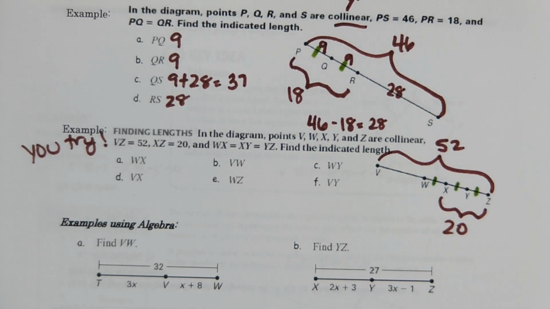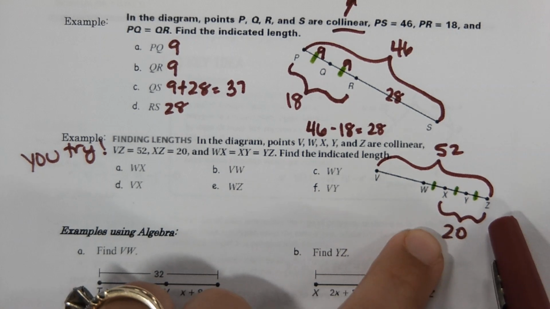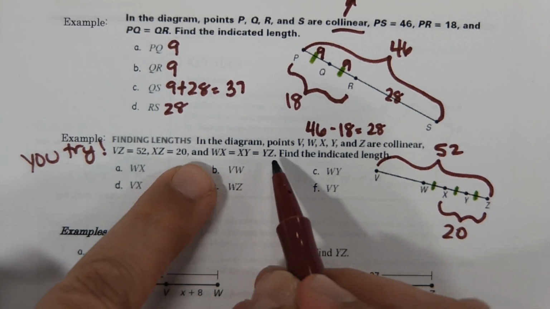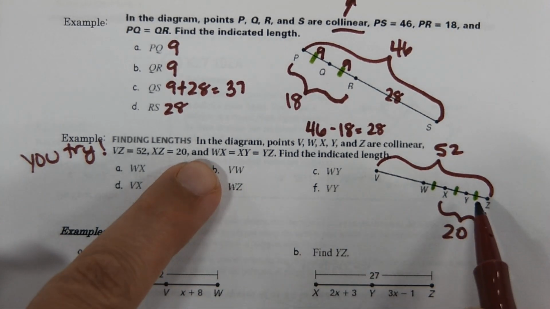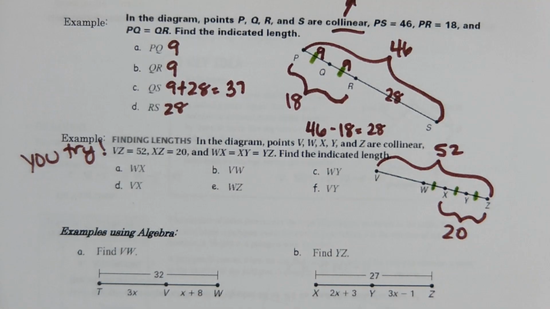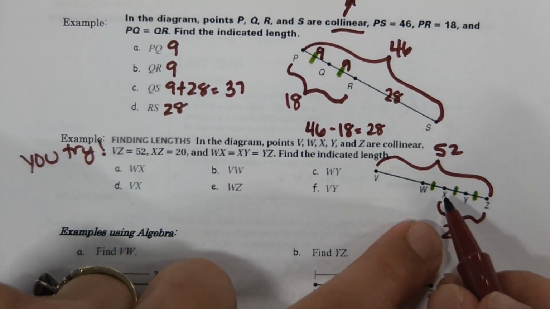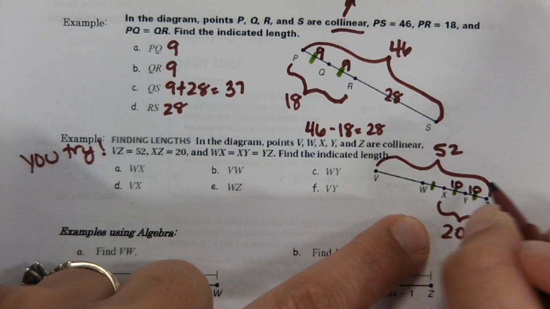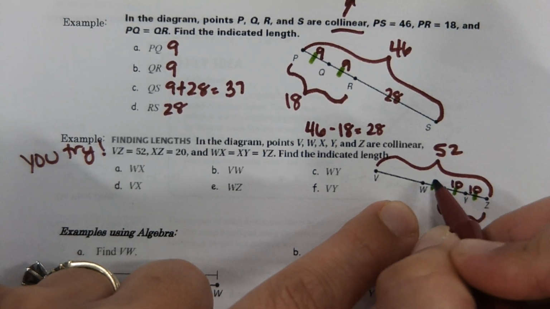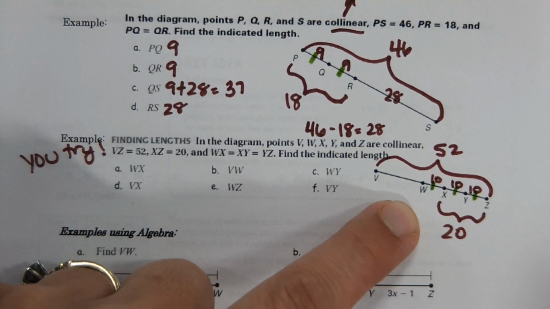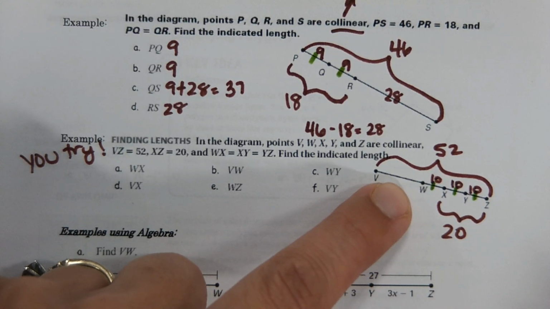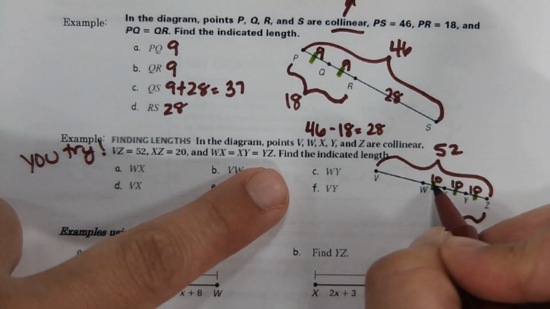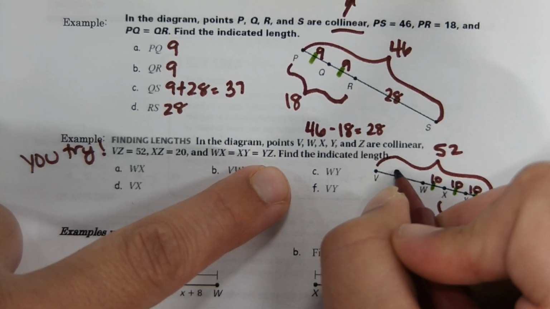Okay, so it said the whole thing was 52, from X to Z was 20, and then it said WX, XY, and YZ are all equal, so I plugged in tallies there. Then from there, I can figure out each part of the segment. So if this whole thing is 20 and these are the same, then this should be 10 and 10. And then since this is the same length as these, this would also be 10. And then this part right here, 52 minus 30 would be 22.